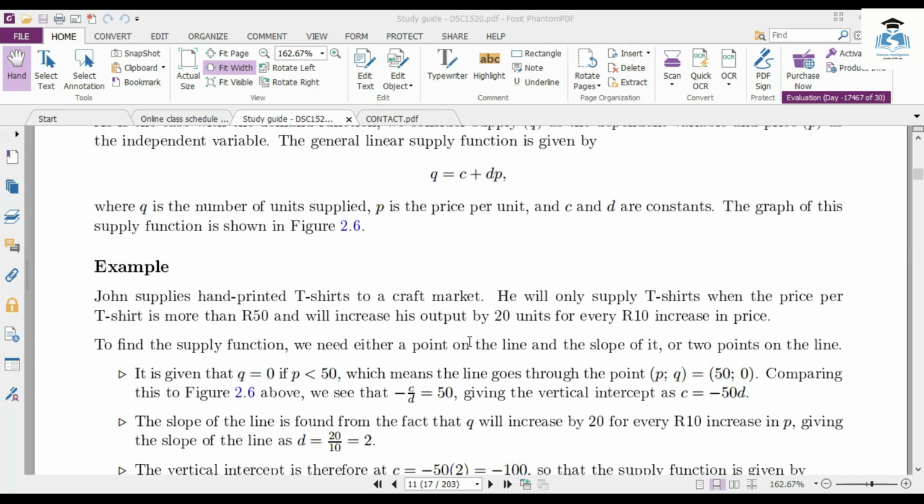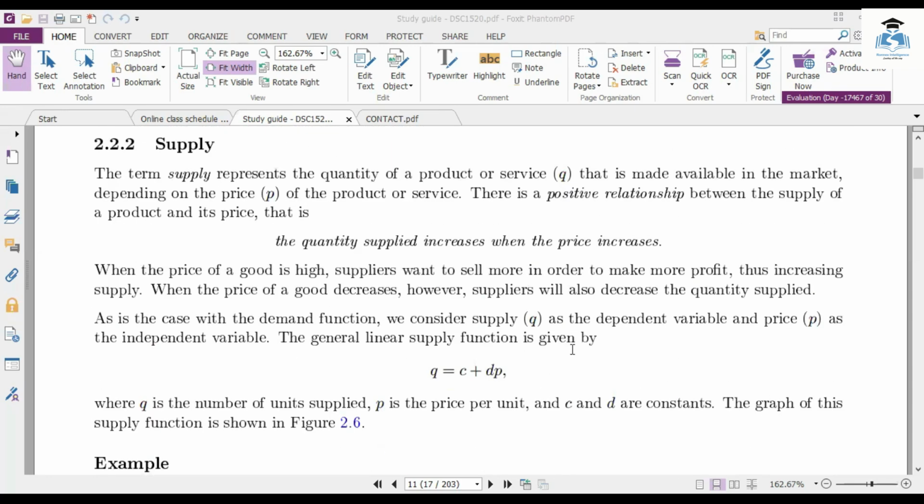Can I ask you, on that statement that says the quantity supplied increases when the price increases, don't you think it would be more complete if they say quantity supply? Does quantity supply mean demand? Does it mean that?